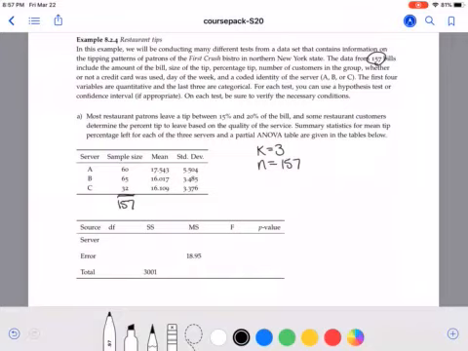So our degrees of freedom are K minus 1, which is going to be 2, N minus K, which is 157 minus 3, so 154. If we add those together, we get 156. That is 1 less than N. At this point now, we can use the numbers in the table to fill in the rest.